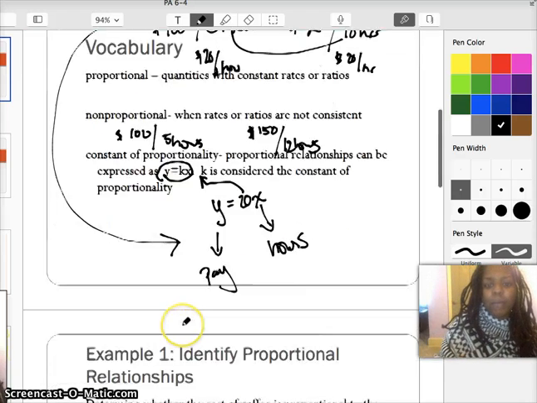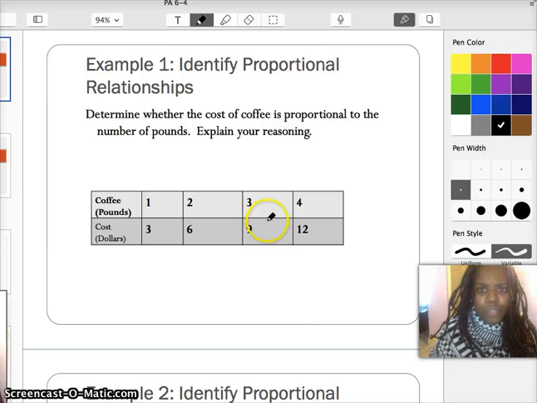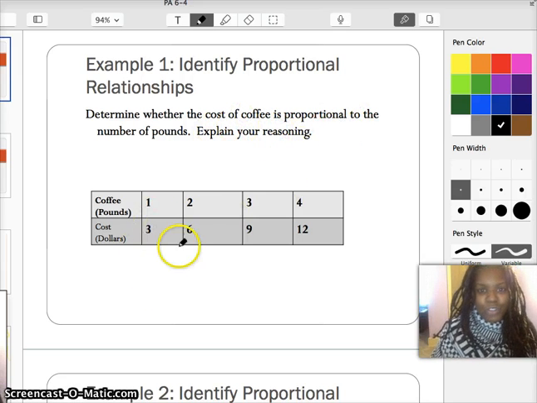Let's take a look at a couple examples. Example 1, we're going to identify whether this relationship is a proportional relationship. We've got coffee by the pound and the cost in dollars. Determine whether the cost of the coffee is proportional to the number of pounds.